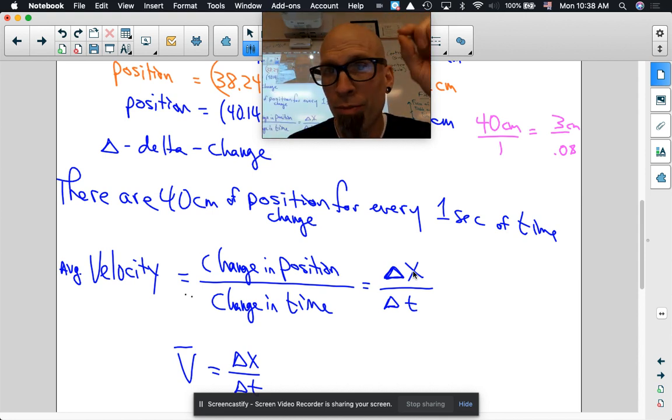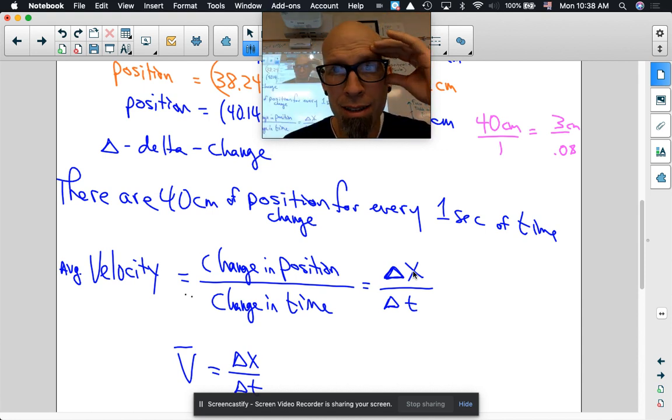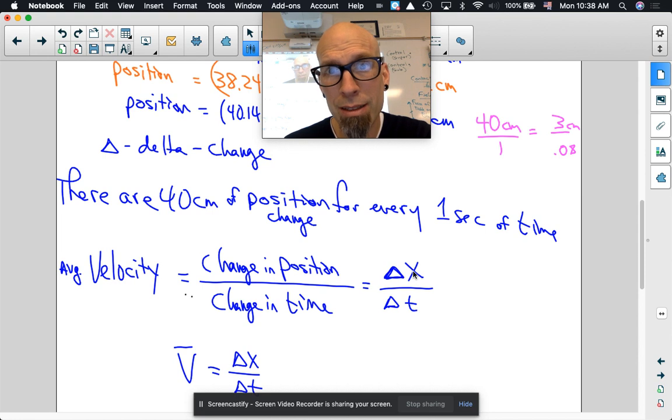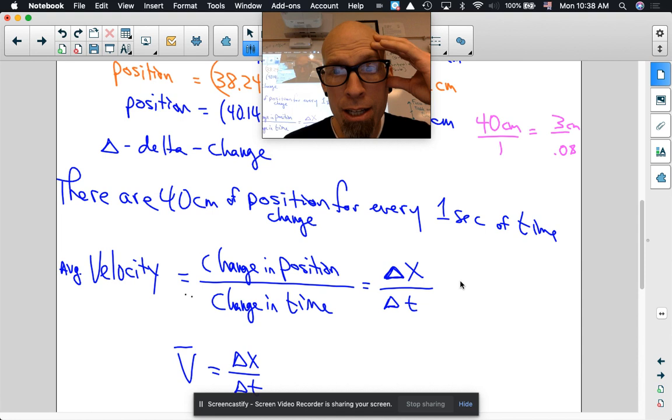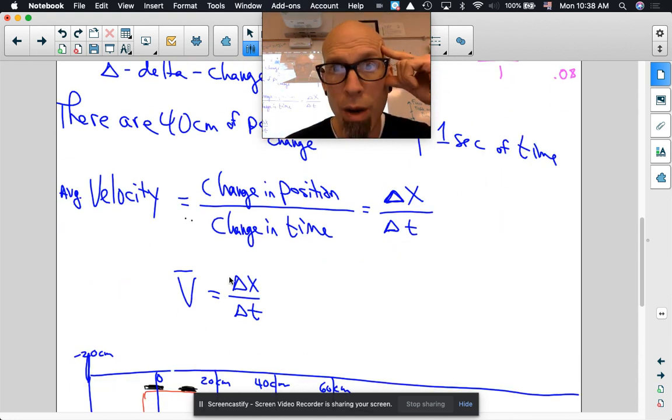I know this is confusing because X is the symbol for position, but it's on the y-axis. That doesn't even make sense. But that's the way it is, okay? And then change in time is just delta t. And you literally say it like that, delta x over delta t, which means change in position over change in time, which is, by definition, what average velocity is. And this is the equation. This is how we write it out, okay? Average velocity is delta x over delta t.